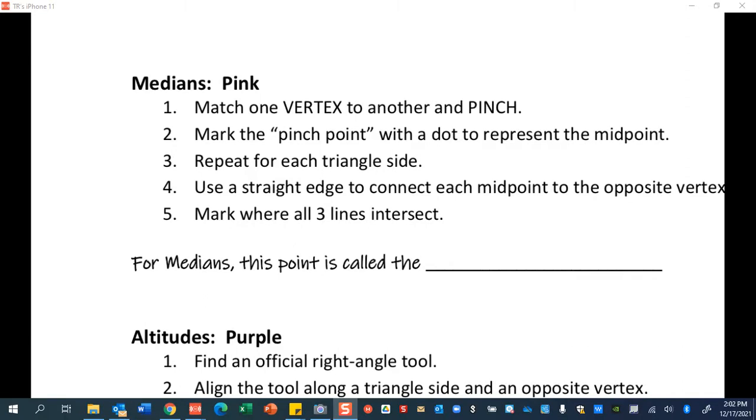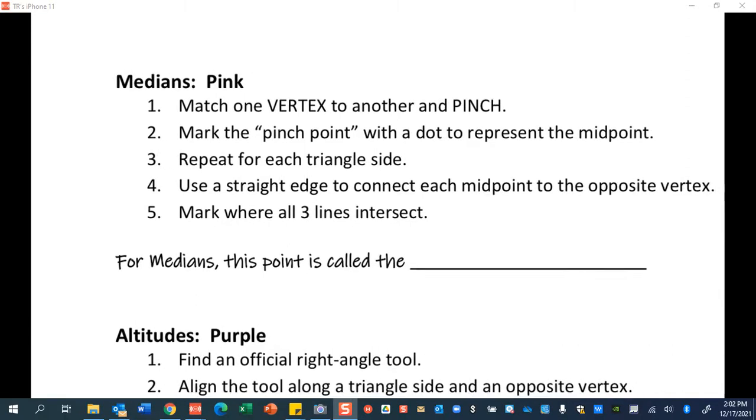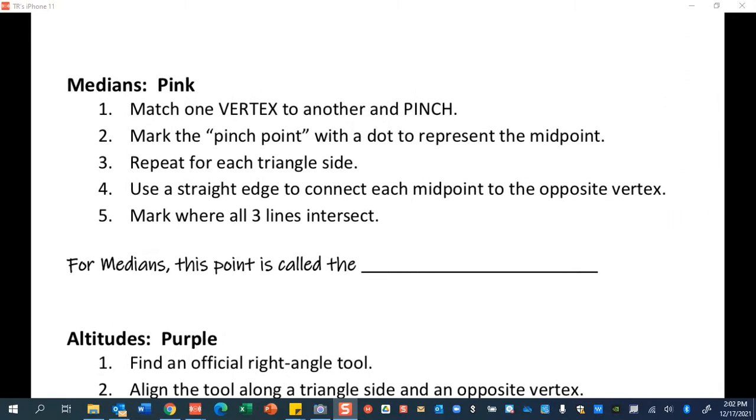So what's next is your medians. And you're going to create your medians on your pink triangle. So again, pass the pink triangles out. Identify, call it out, tell your friends. I have the obtuse triangle. Test it with your right angle. That's definitely an obtuse angle. Holy cow. All right. No, we're doing medians.